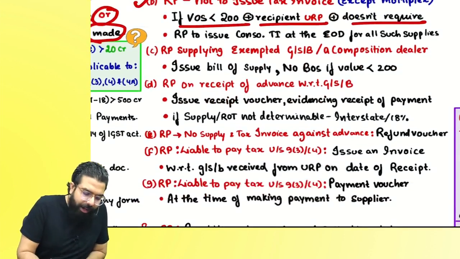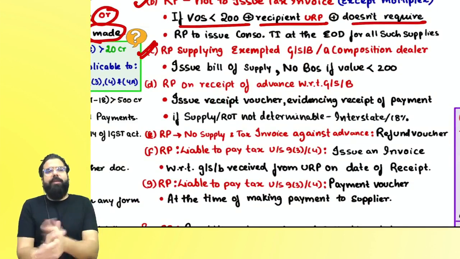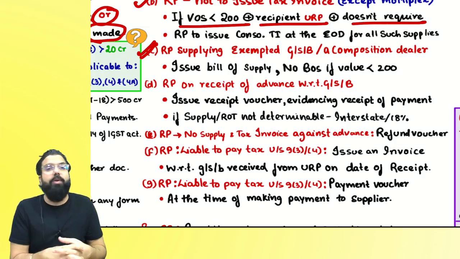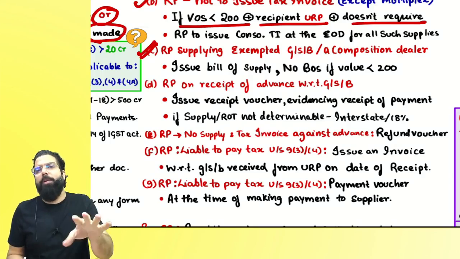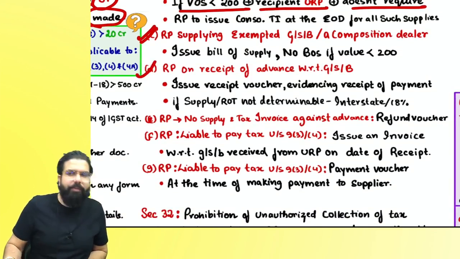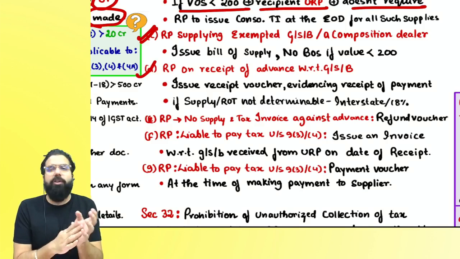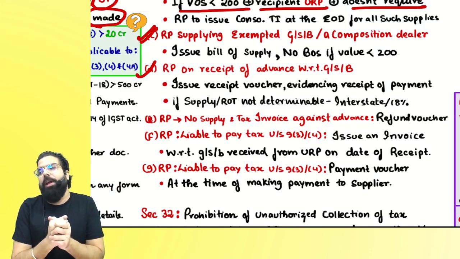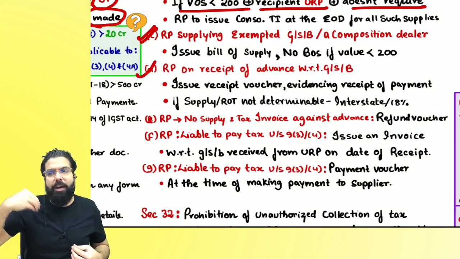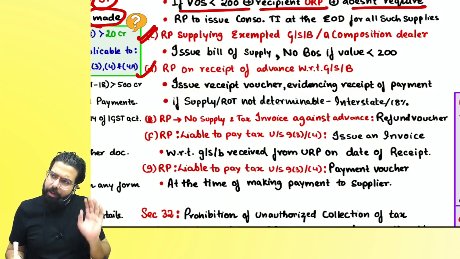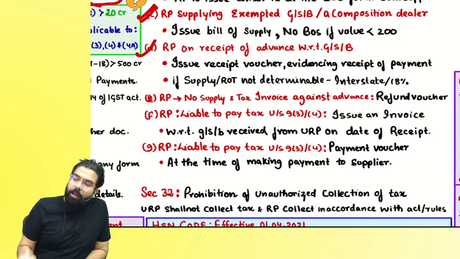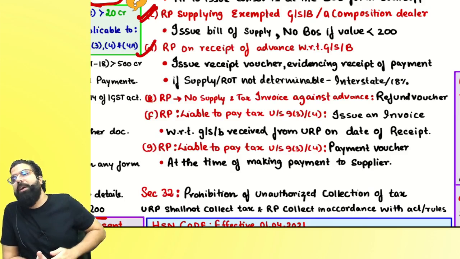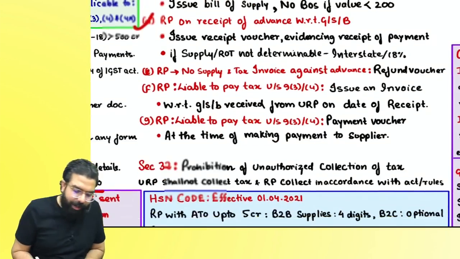Done, everyone? Then we have 31(3)(c), which says if you are supplying exempted goods or services or both, or you are a composition dealer, you can give what? A bill of supply. No bill of supply if the value is less than 200. Then we have section 31(3)(d), which talks about receipt of advance. If you have received an advance, then you have to issue what? A receipt voucher. Received an advance, you have to give an advance receipt voucher, right, everyone? If you don't know what the nature of supply is going to be, or if you don't know the rate of tax, you have to show it as interstate and you have to charge 18% GST.